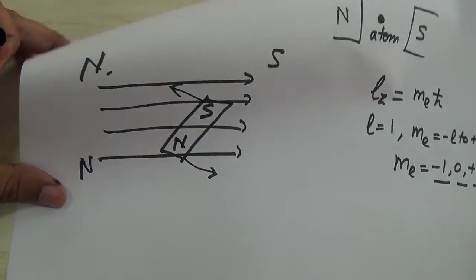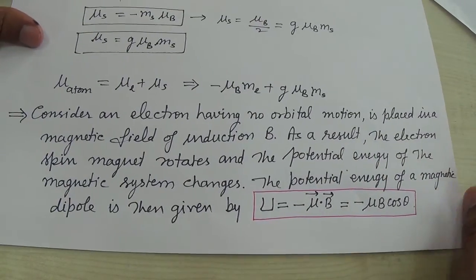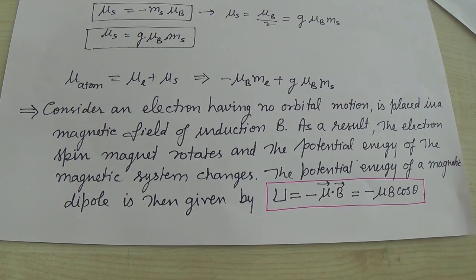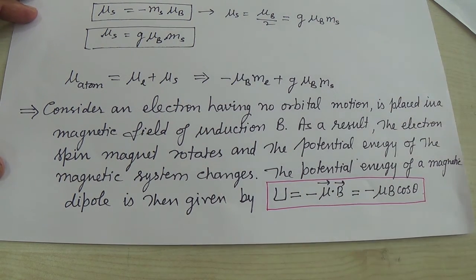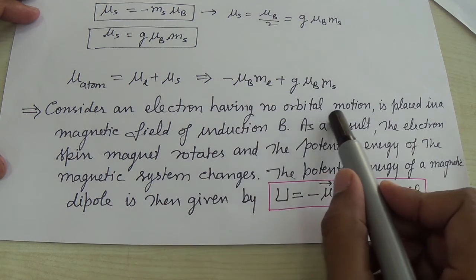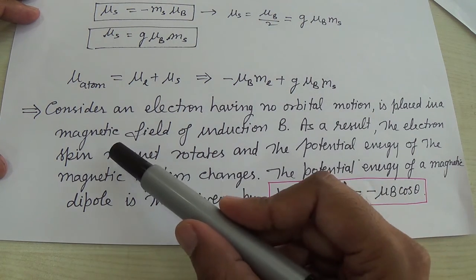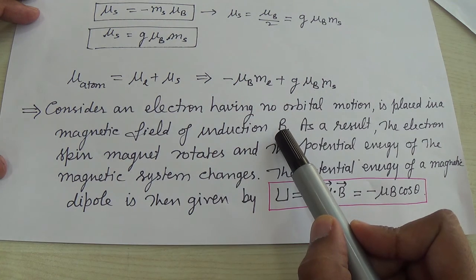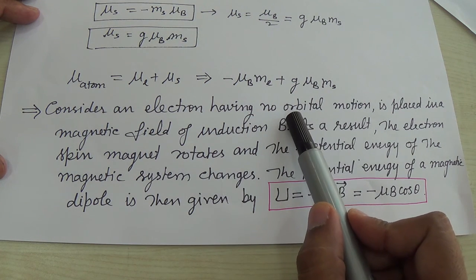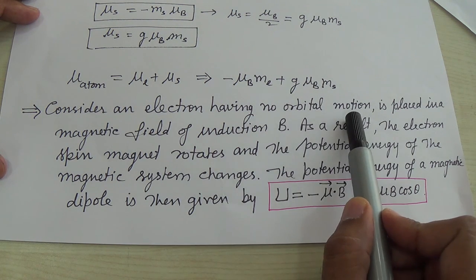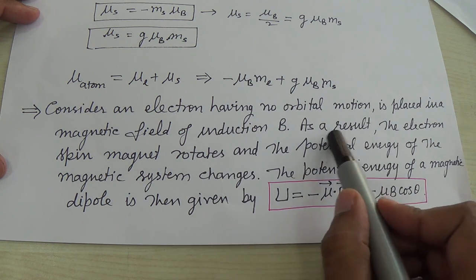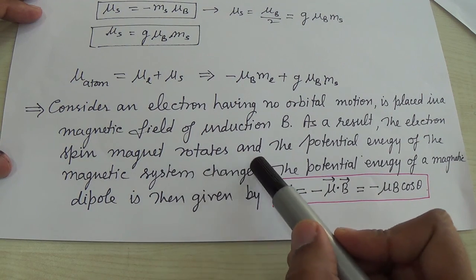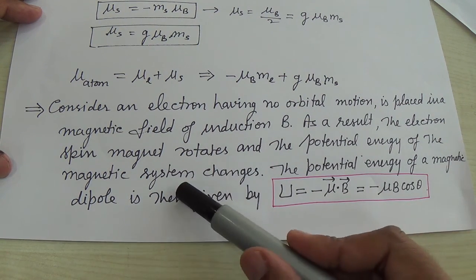So the same thing happens with the atomic dipole. If you see here, how it interacts with the external magnetic field. For that, consider an electron having no orbital motion placed in a magnetic field of induction B. So this is the condition, that there is no orbital motion of the electron in the external magnetic field. As a result, the electron spin magnet rotates and the potential energy of the magnetic system changes.